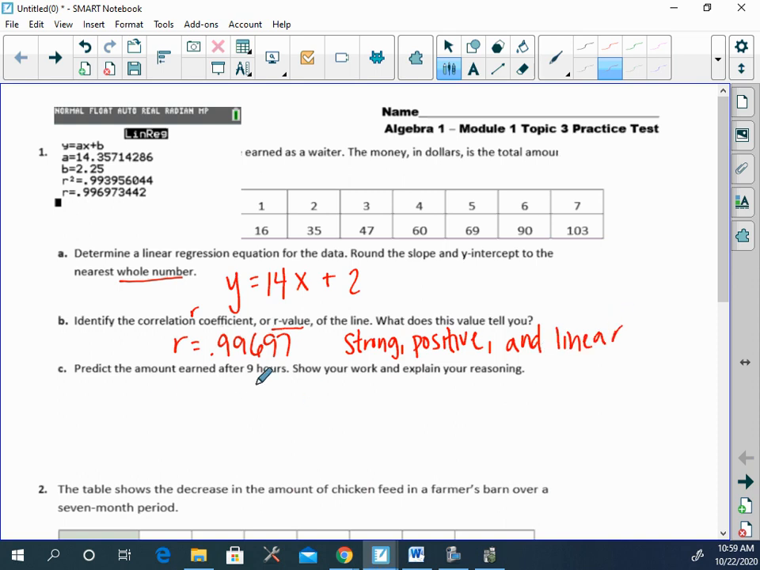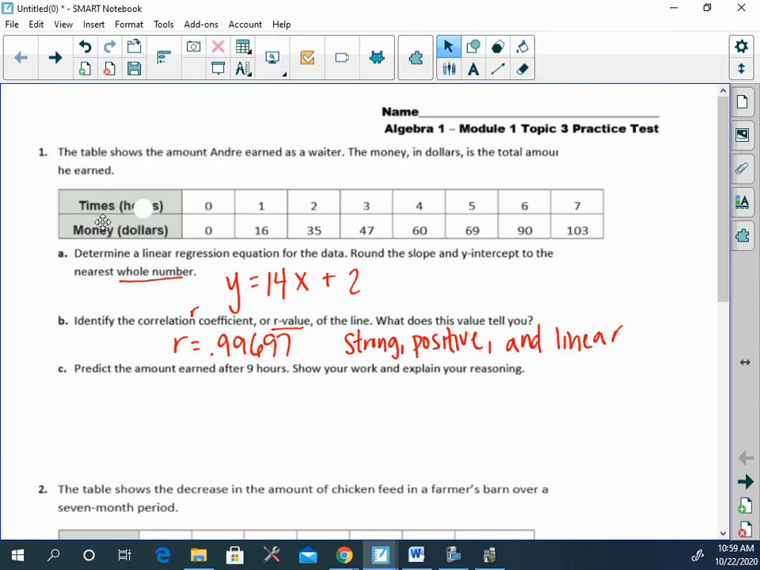And predict the amount earned after 9 hours. So if we want what it is after 9 hours, remember our x's here were the number of hours. So if we want 9 hours, we just want 9 for our x. So we're going to take our equation we have right here and we're going to plug 9 in. So we're going to do 14 times 9 plus 2. Or you could put this into your y equals in your calculator, and you could look at the table at 9, but being we're only looking for one value, it's pretty quick to go about it this way.